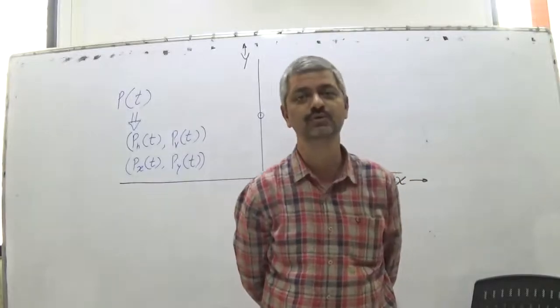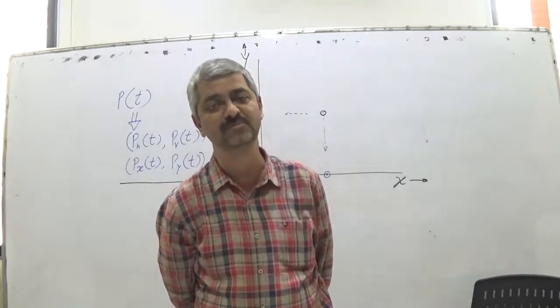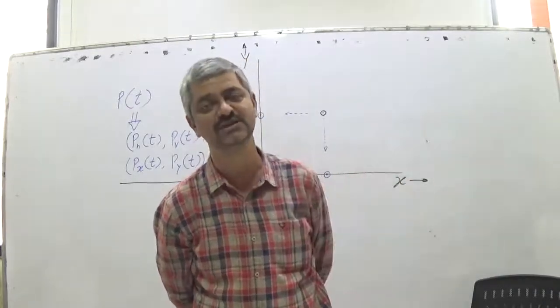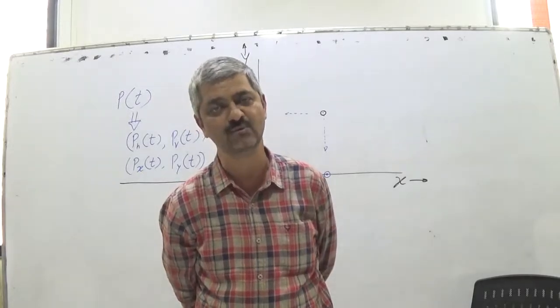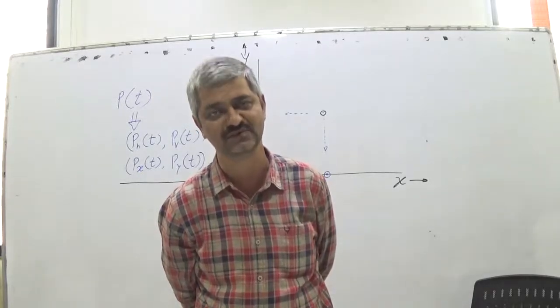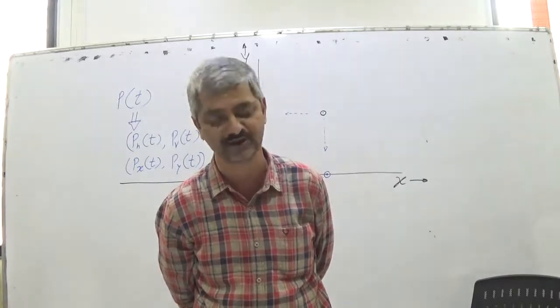So position P here is a function of time. In general, position is x comma y. So x comma y is a joint two-dimensional variable, where it's an ordered pair.